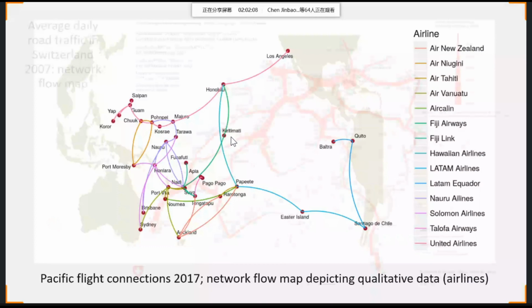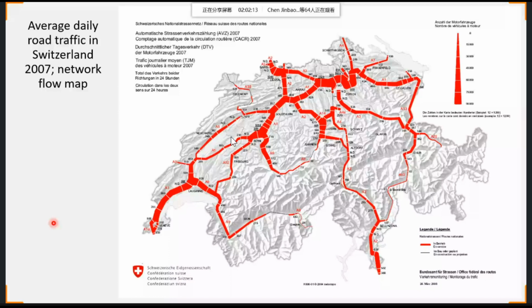Or here now, this is about quantities. The average daily road traffic in Switzerland, 2007. So that's the network flow map, and the width of the line, as you see here in the legend, this is German and French.